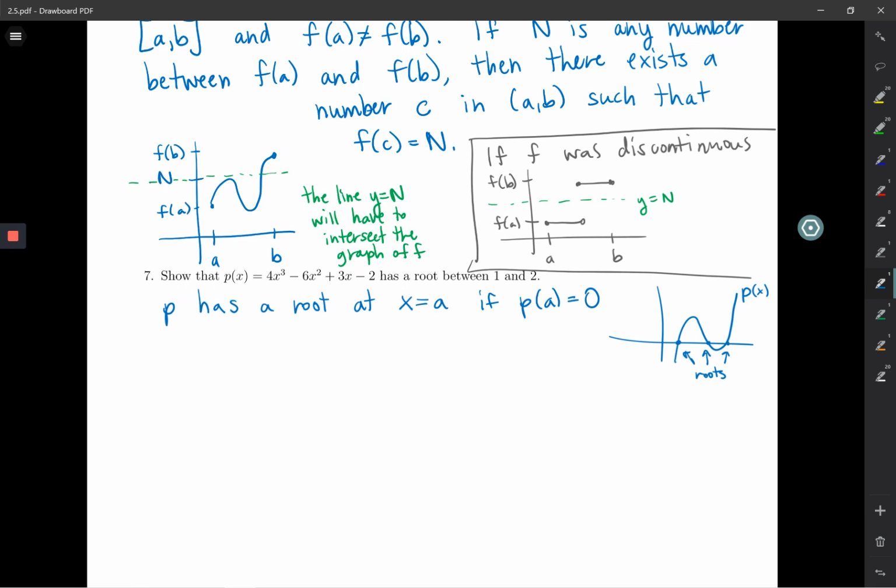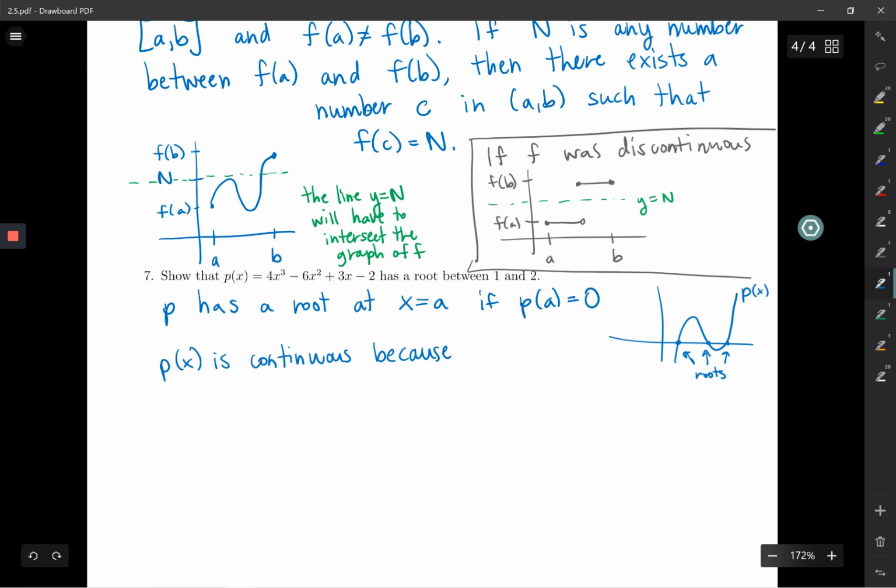And so we can use the intermediate value theorem, and all we have to do is show that, so this is a cubic function. It's continuous because all polynomials are continuous. So first of all, let's write that down. P of x is continuous because it's a polynomial.